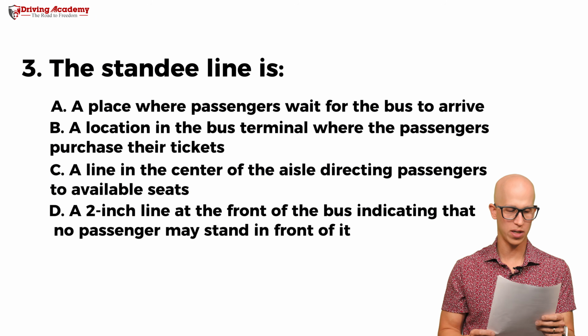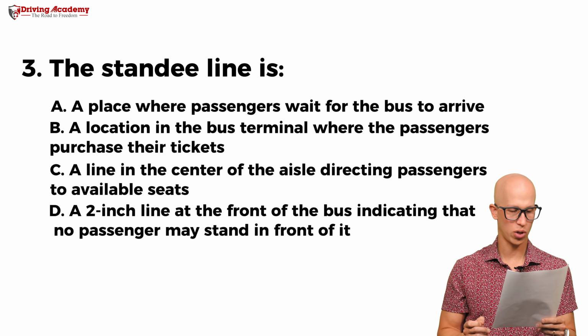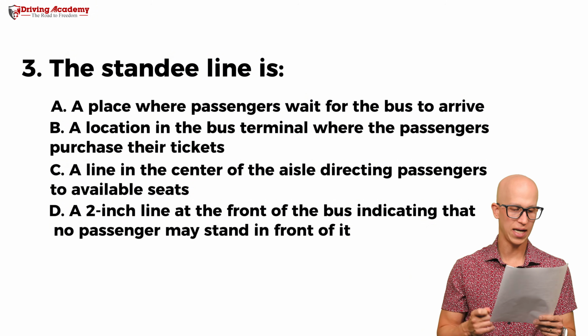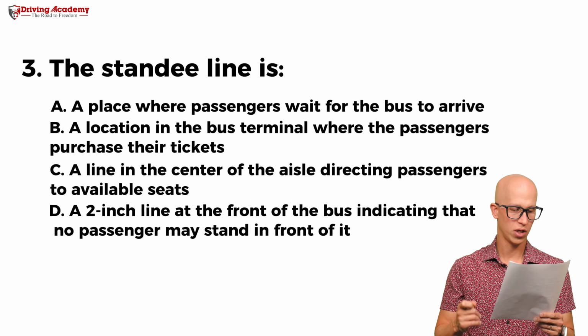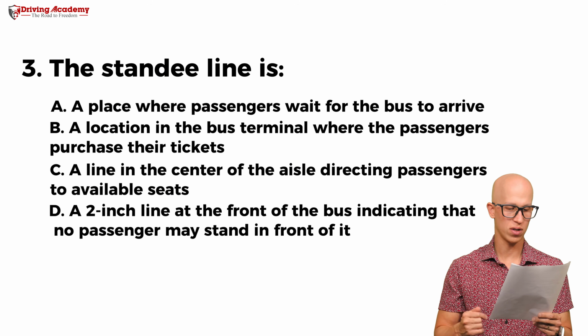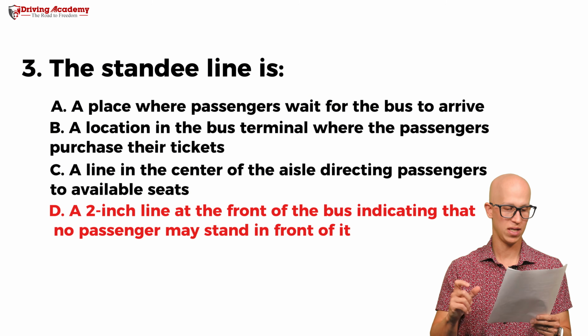Alright, so the next question is going to be, the standee line is A, a place where passengers wait for the bus to arrive. B, a location in the bus terminal where the passengers purchase their tickets. C, a line in the center of the aisle directing passengers to available seats. Or D, a 2-inch line at the front of the bus indicating that no passenger may stand in front of it. The correct answer here is going to be D.